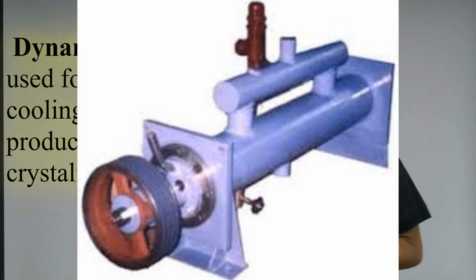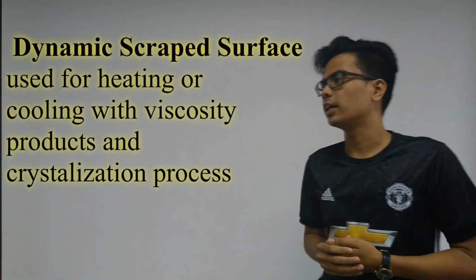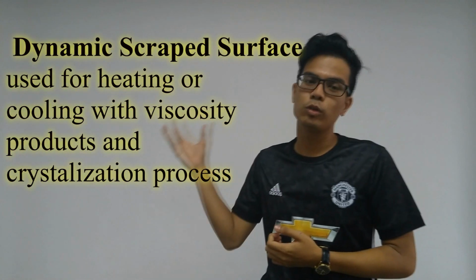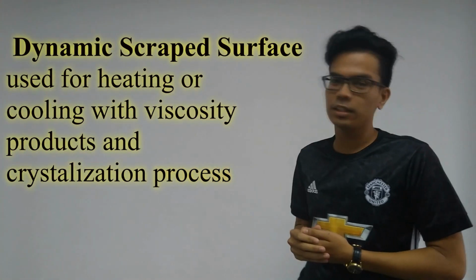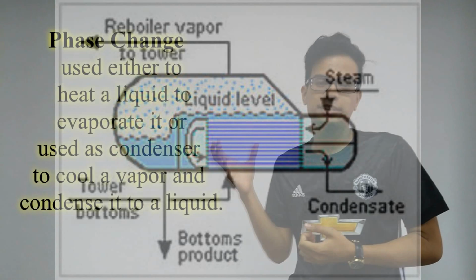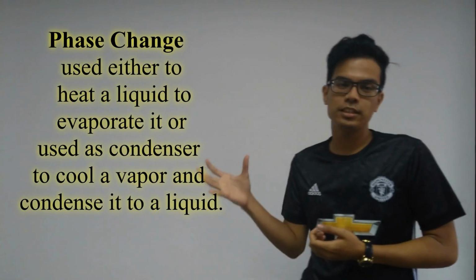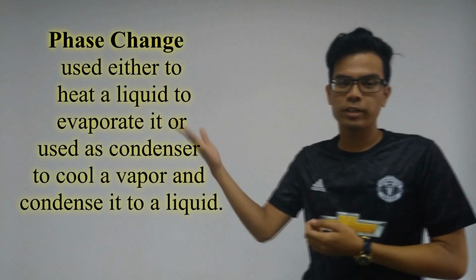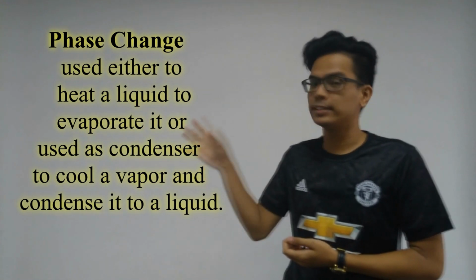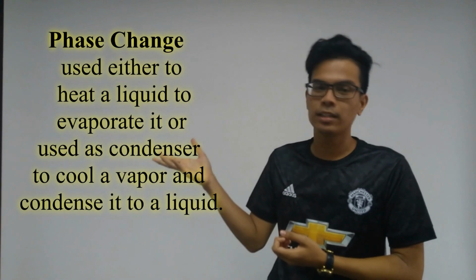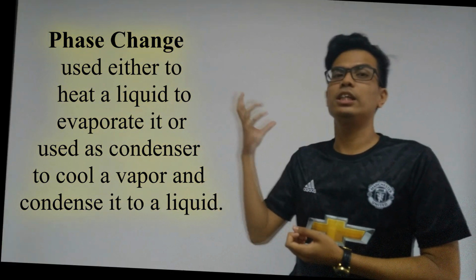Okay, next is dynamic scraped surface. This type of exchanger is used for heating or cooling of high viscosity products and crystallization processes. Next is phase change heat exchanger. This exchanger is used either to heat a liquid, to evaporate it, or used as a condenser to cool a vapor and condense it to a liquid.